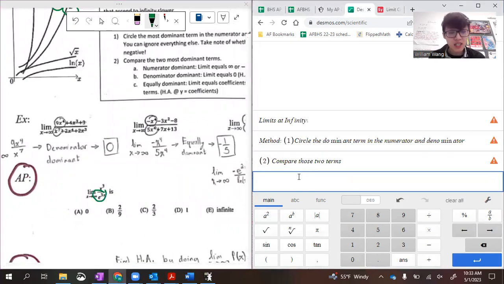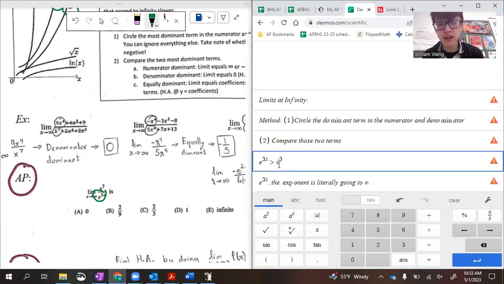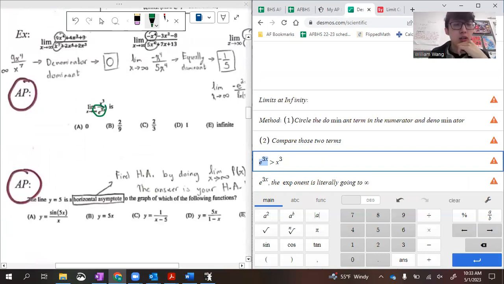Now, another way to think about this is e to the x is much greater than x cubed. Because with e to the 3x, the exponent is literally going to infinity. This has a much bigger impact. Here, the base is going to infinity, but the exponent's just always going to be 3. In this case, the exponent is going to infinity. It's going to increase at a crazy amount, essentially. So the denominator is more dominant in this case.